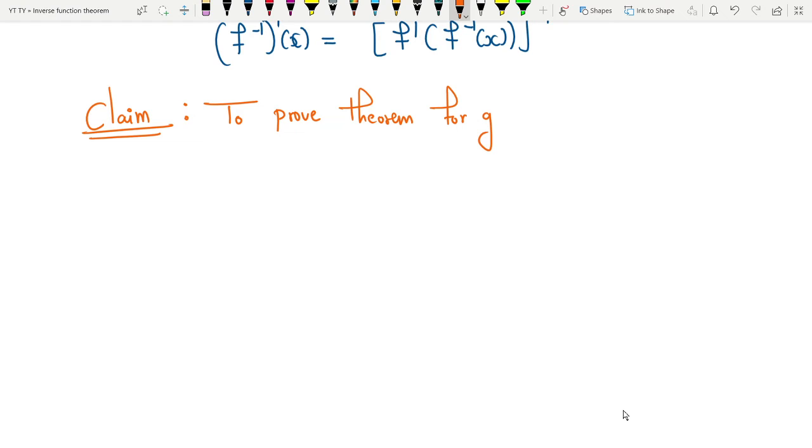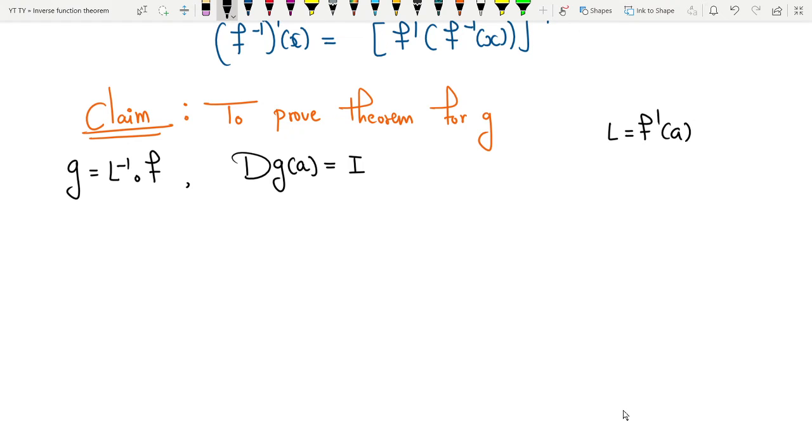We know multiple things about g till now. My g was nothing but what? My g was defined as L inverse composite f. After that, we understood that if I take derivative of this g at a, then answer is going to be equal to identity. Over here, this L is what? L is nothing but f dash of a, right? This is where things that we have done. So this statement tells me that the determinant of g dash of a is equal to 1, hence it is not equal to 0. These are the few things that we can observe till now.